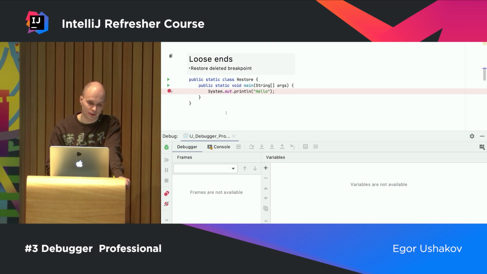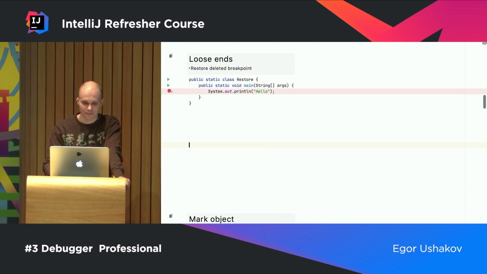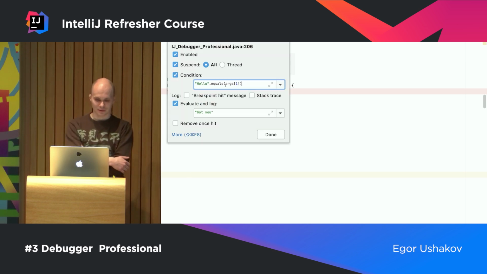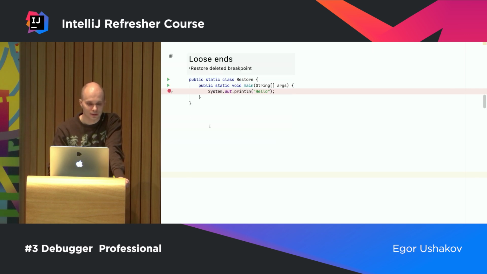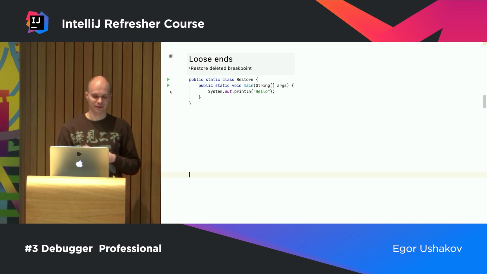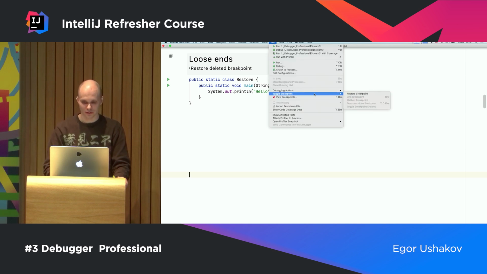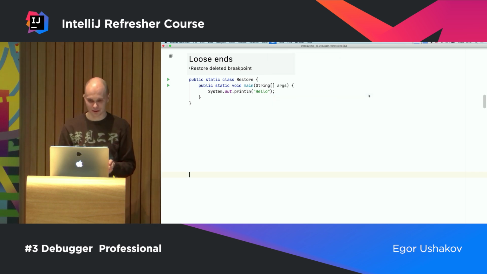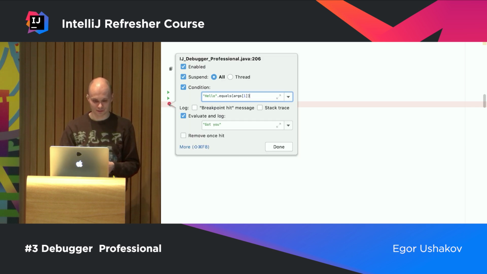And another funny thing about deleted breakpoints. If you have a breakpoint fully set up with a condition, some filters, the evaluate and log field, and then you accidentally click on that and delete it, what do you do? Well, actually, there are two ways to fix this. One of them is a special action called restore breakpoint. What it does is basically restore the last deleted breakpoint. So voila, we have it back.